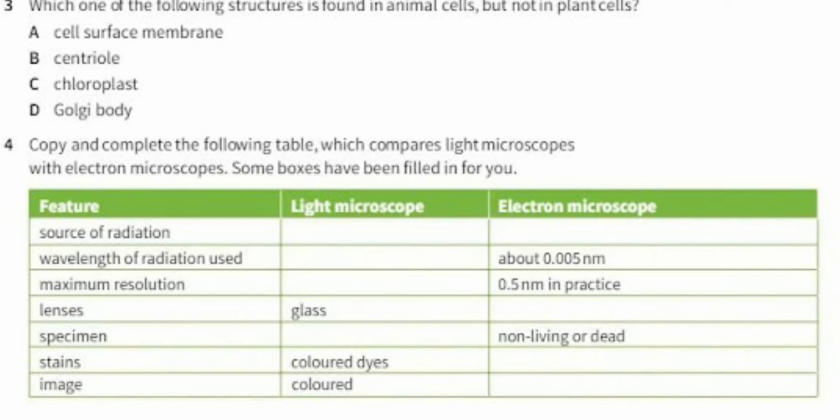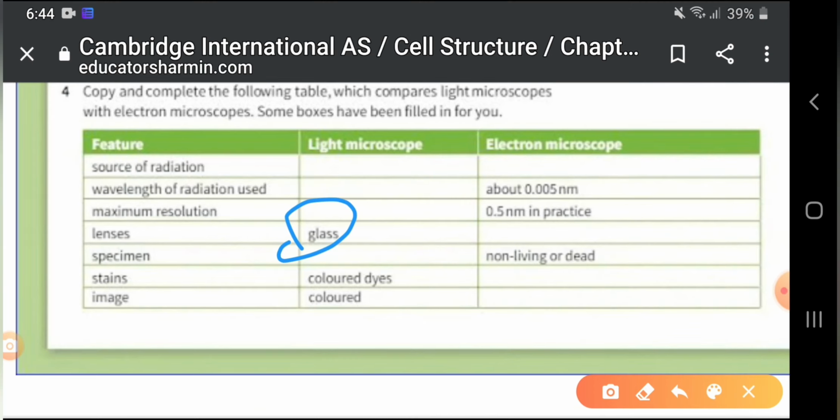That is the source of radiation. Light microscope, what's the source of radiation? Light. Electron microscope, what's the source of radiation? Electron, right? Wavelength of radiation used here, maximum resolution, lens. Light microscope, what do we use? Lens, glass. But how about electron microscope?